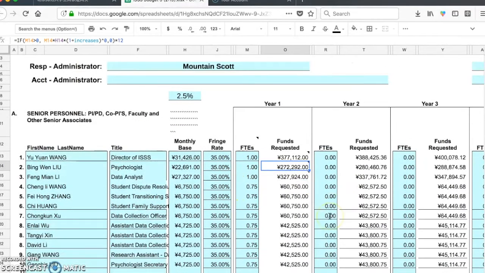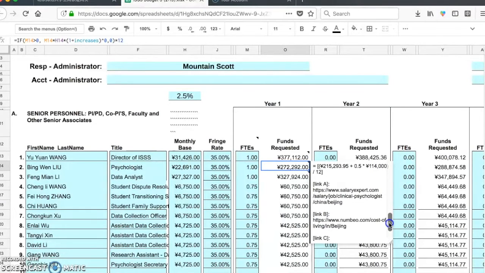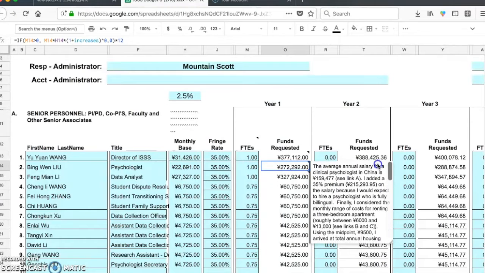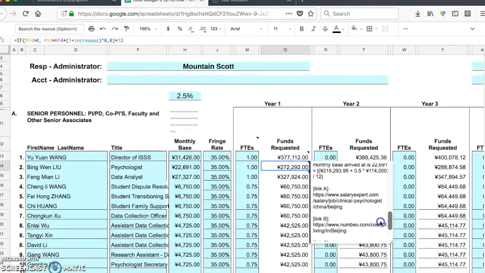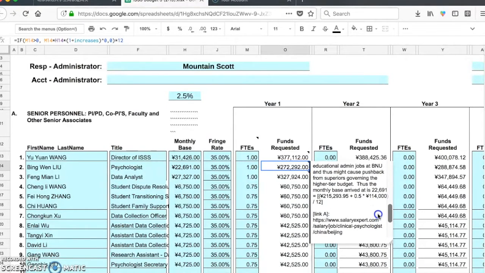And here I have the formula for it, and then there are the basic links. So once again, the basic formula for all of these is the average annual salary based on whatever median salary from different sources. For example, here it is from salaryexpert.com, and cost of living or housing is from numbeo.com, etc. And then I take that and add a 35% bonus or premium for their salary because they're bilingual, and the extra education I think is worthy of additional money. And I add a housing allowance to cover half of their housing costs. And I divide all that by 12. And I did that for the psychologist, and I did that for the data analyst as well.